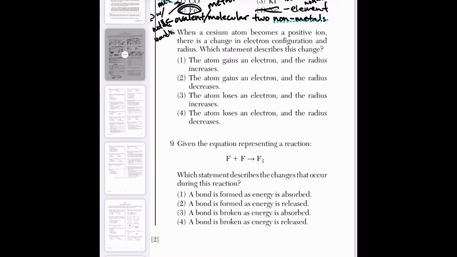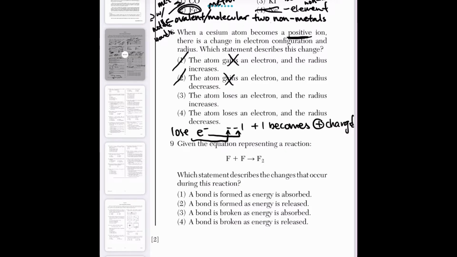Cesium atom becomes a positive ion. Change in electron configuration and radius. What statement describes this change? Okay, it's becoming a positive ion. What happens when something becomes a positive ion? They have to lose an electron to become a positive ion, right? Because you're losing a negative charge. Two negatives make a positive. So it's becoming positively charged. So it loses an electron.